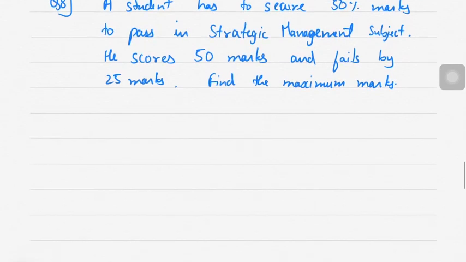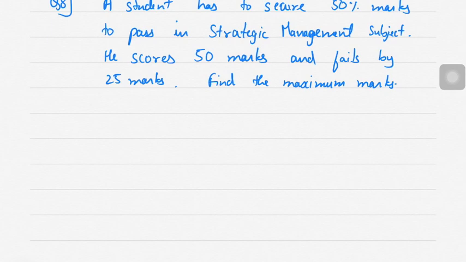Let's see the next question. A student has to secure 50% marks to pass in strategic management subject. Okay, strategic management is a very interesting subject. You will be having this year for the portion. A student has to secure 50% marks to pass in strategic management subject. He scored 50 marks and fails by 25 marks.